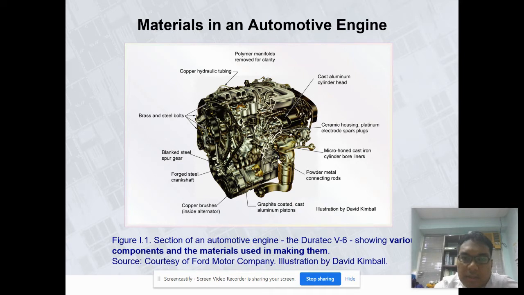graphite, copper. Each of these materials and the shape of the structure of the engine involves a different manufacturing process. So that's why it is quite important for you to learn this subject, and you can implement it later when you become an engineer.